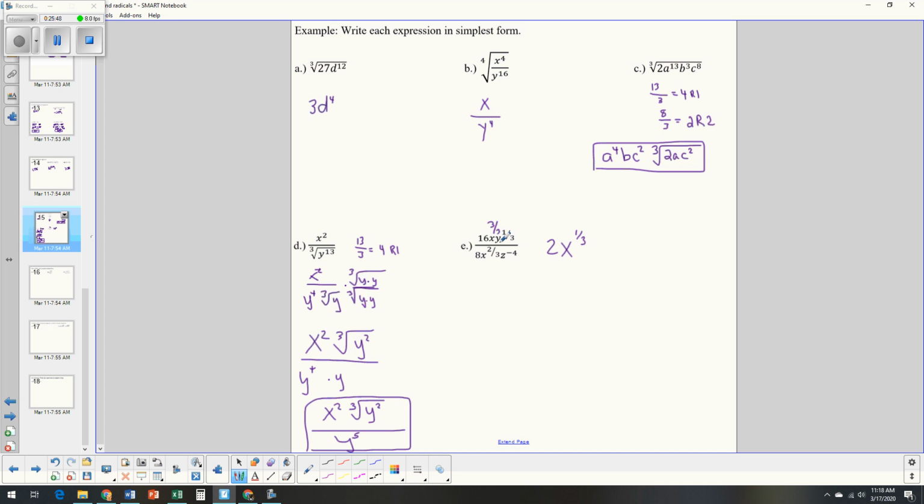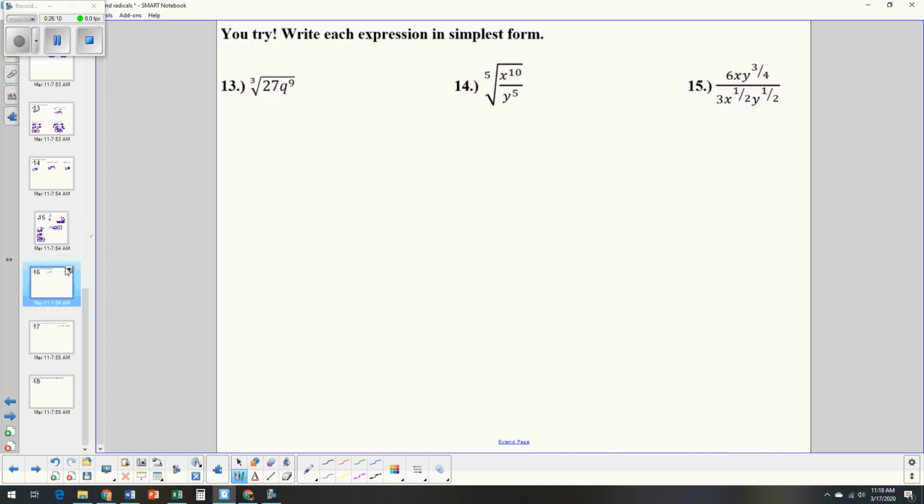I only have a y in the numerator, so I'm just going to get to rewrite that. Y to the 1/3. And then the z has a -4, and we know anytime there's a negative, it should move to the opposite location. So I'm going to move z up to the +4. And that's all I have to do for that one. Almost done. So these, pause, try them, and then look at your responses.